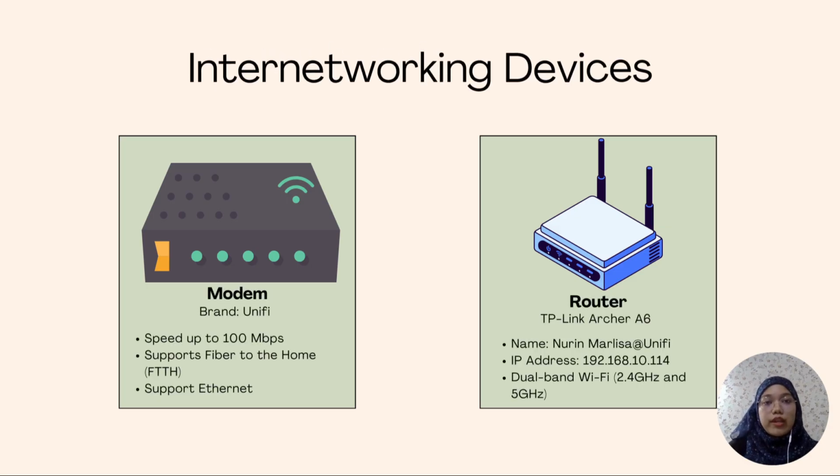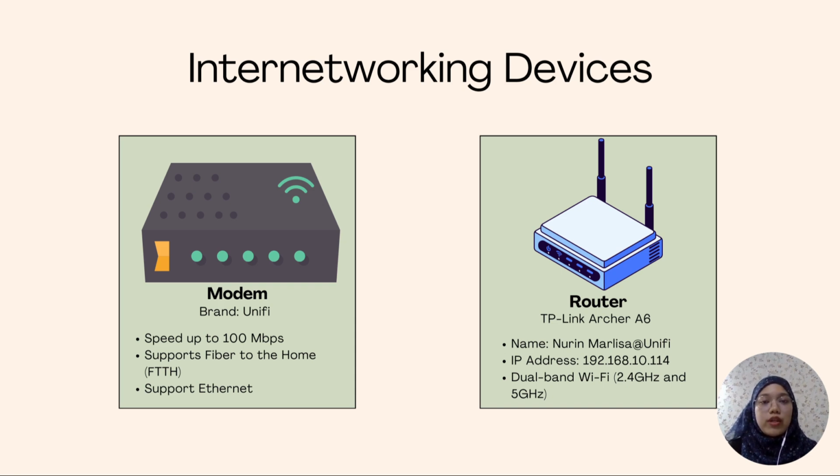So in this home network, there are a few important devices that work together to provide internet access to all users and devices in this house. The modem here is from the brand Unifi, and the specification is that the speed is up to 100 Mbps, and it supports fiber to the home, FTTH, and it supports Ethernet.